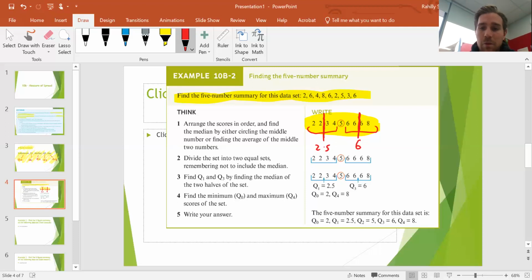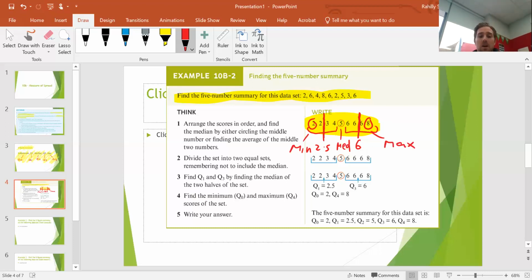Your minimum and your maximum is easy to identify. Your 8 is your max. Your 2 is your min. And your 5 is your median. Okay, so your 5-figure summary right there is your minimum's 2, your Q1 is 2.5, your median or your Q2 is 5, Q3 is 6, your maximum is 8.